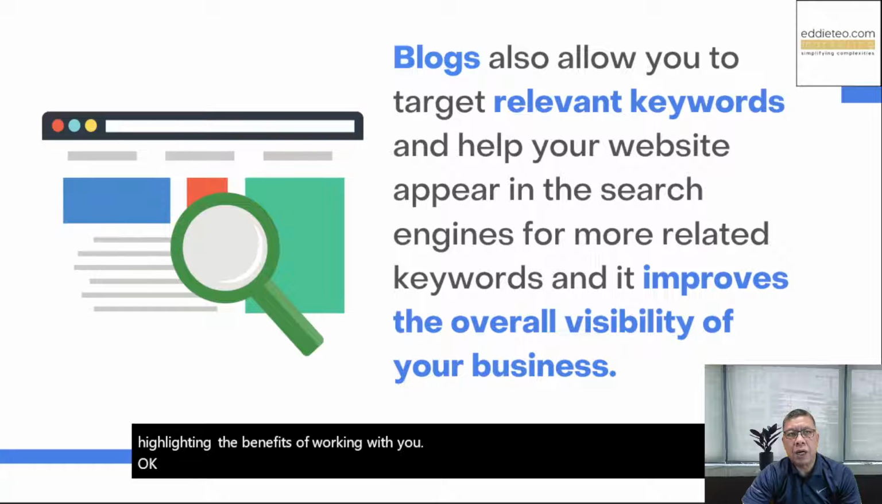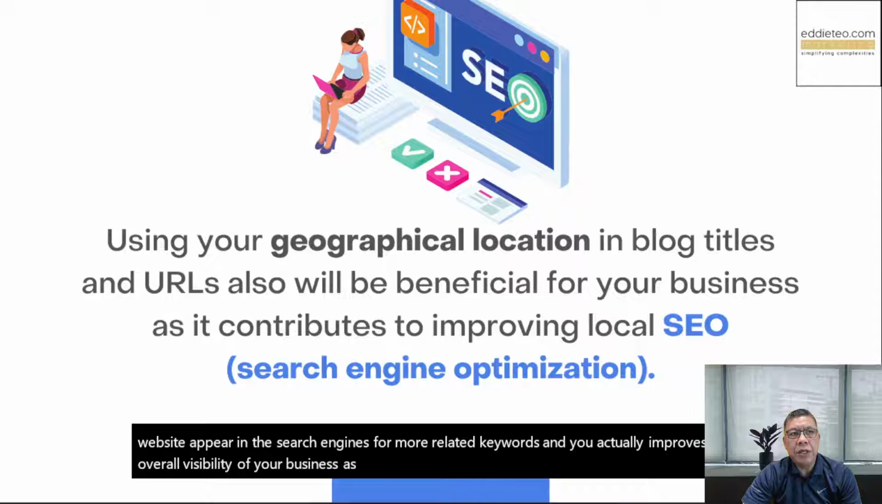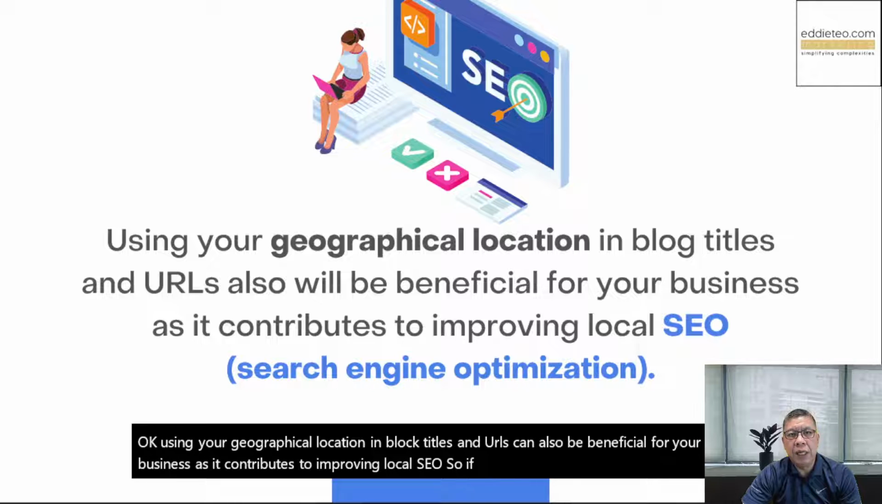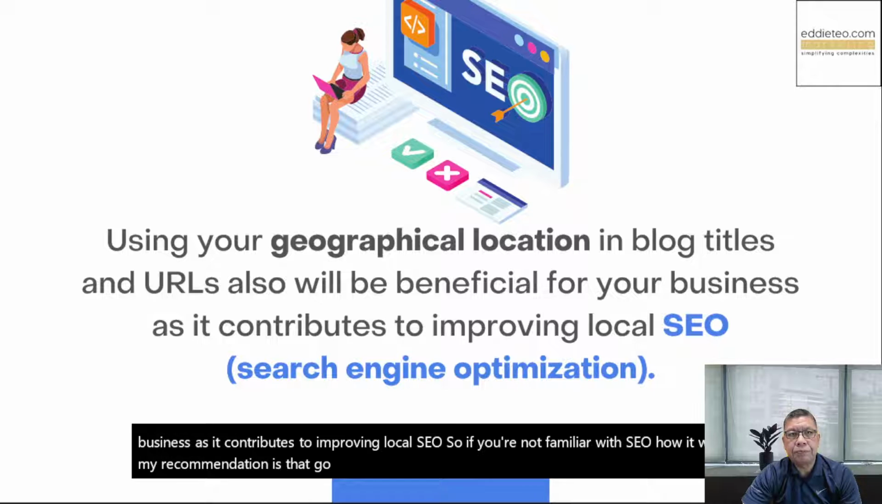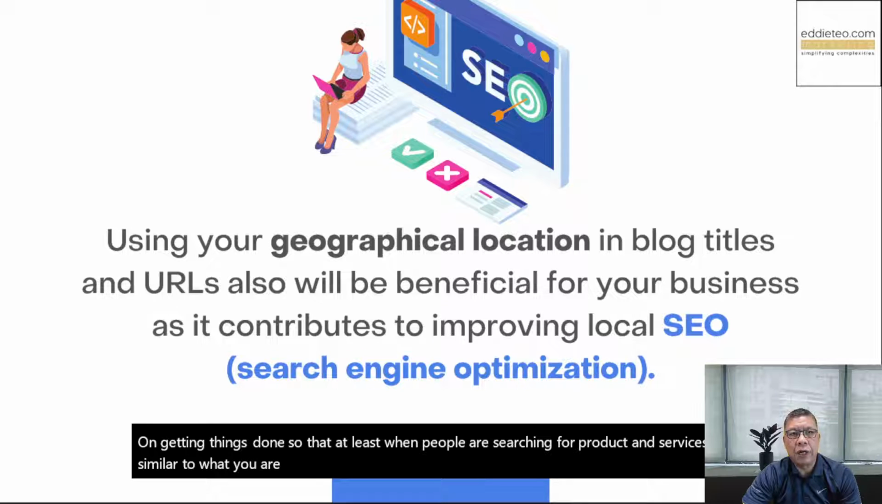Okay, so blogs also allow you to target relevant keywords for SEO purposes and help your website appear in the search engines for more related keywords, and it actually improves the overall visibility of your business as well. Okay, using your geographical location in blog titles and URLs can also be beneficial for your business as it contributes to improving local SEO. So if you're not familiar with SEO and how it works, my recommendation is that you go learn something about it. Even if you're not going to be doing the SEO yourself, you may want to concentrate on getting things done, so that at least when people are searching for products and services similar to what you are offering, they can find you online.